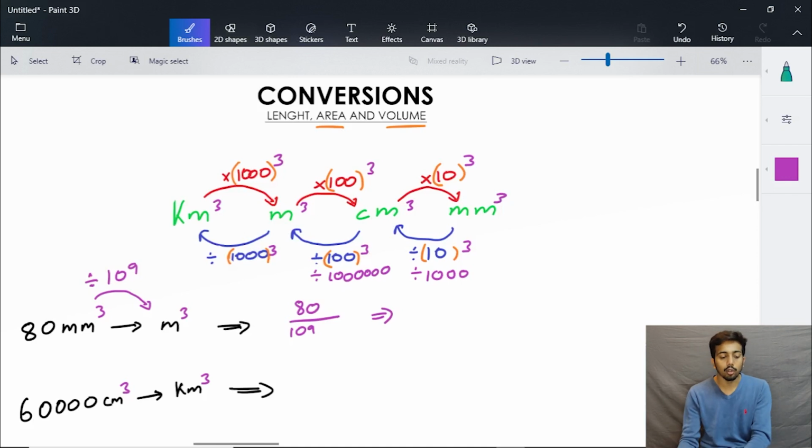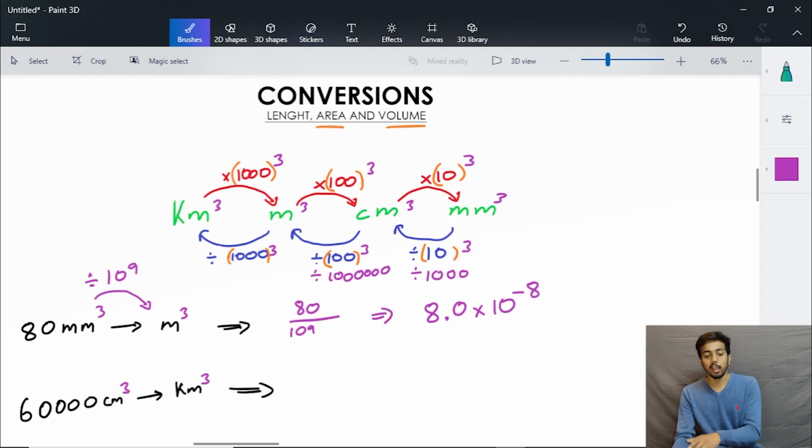Either that, or you can just write it in standard form as 8.0 multiplied by 10 to the power of minus 8. You can see here we have 80 and here we have 8.0. Similarly, you have to remember the units. The units are now changed.